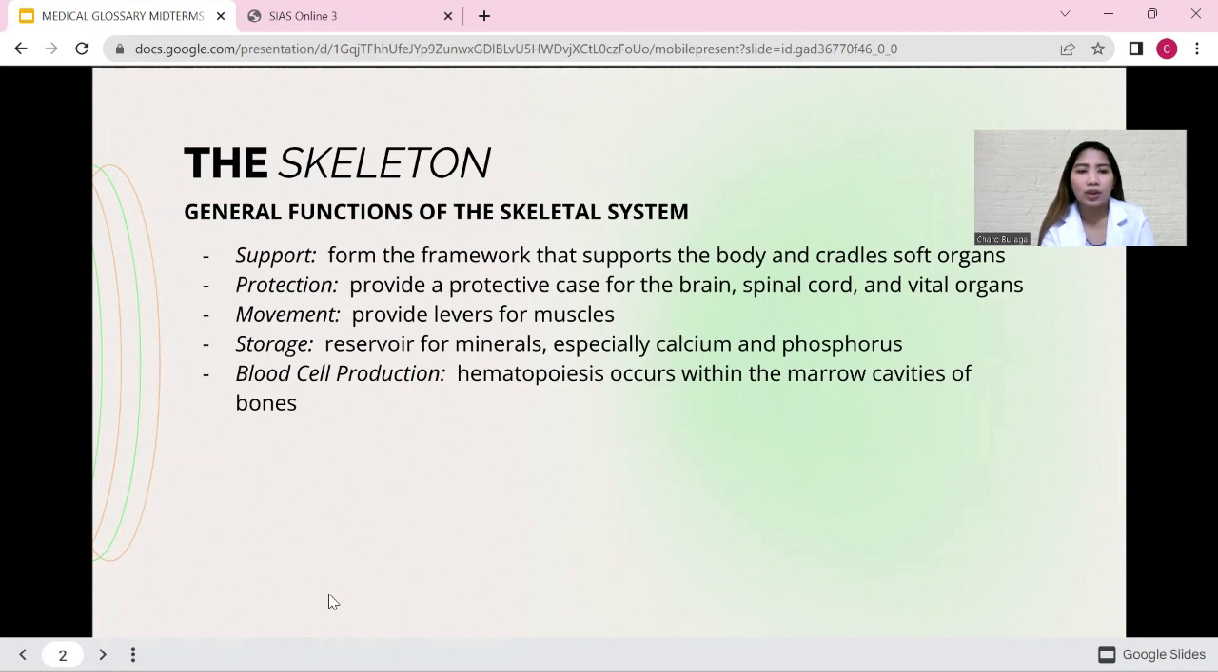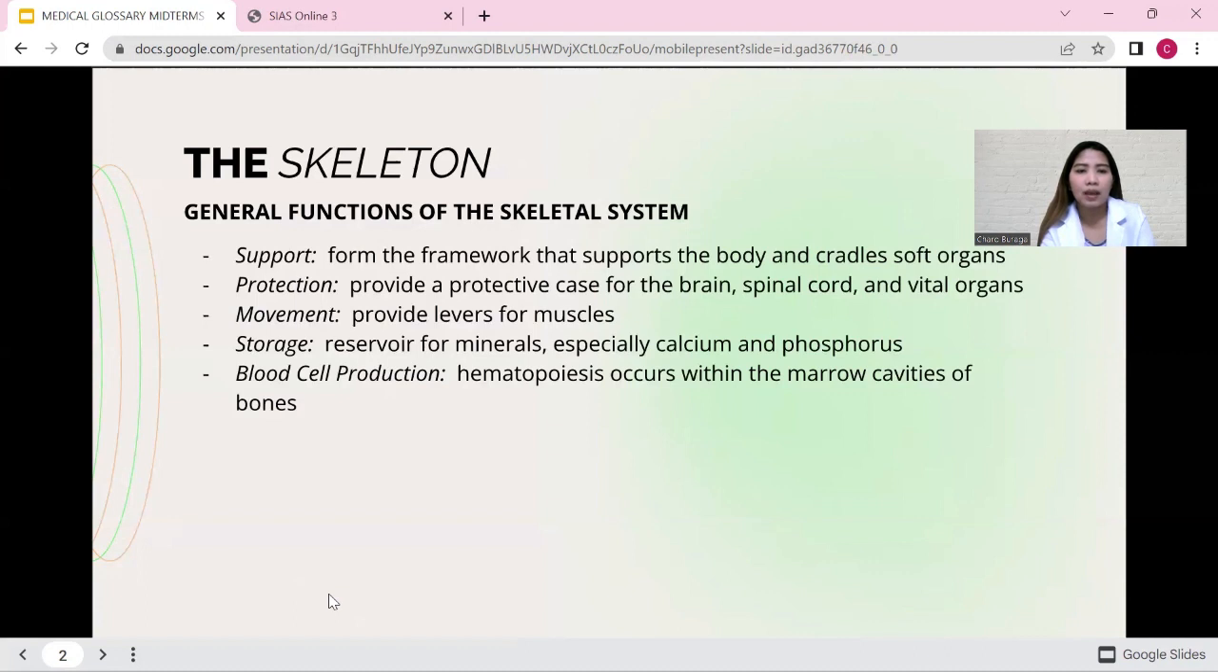And for protection, it provides a protective case for the brain. Ano pa? Di ba sa brain, meron tayong skull doon. Sa spinal cord, meron tayong spinal column. And the vital organs, what? It supports the lungs. Di ba? Si ribs. Ganon. Okay. And the reproductives, yun din yung may hips. Ganon. The movement, one function is the movement.